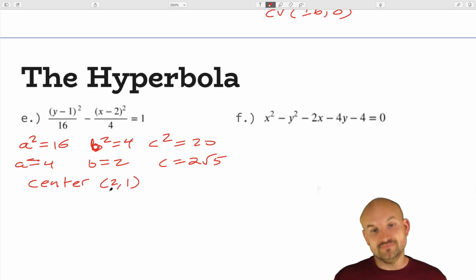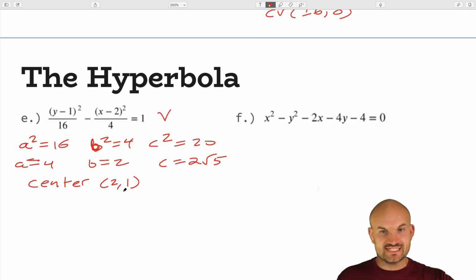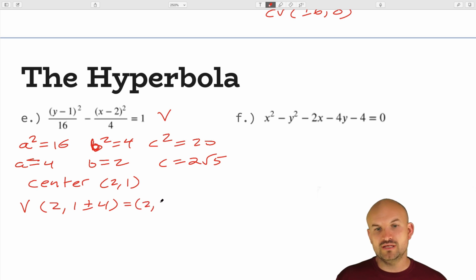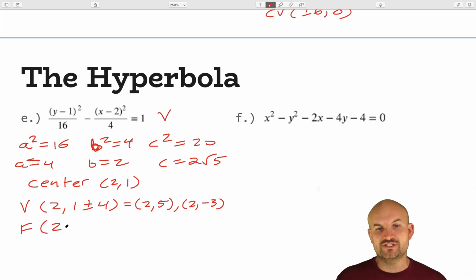All right. And again, since my a squared is under the y, it's going to be vertical. So we're going to be moving this up or down. So if I'm moving this up or down, that means my y coordinate is going to be what is changing. So for my vertices, that's going to be 2, comma 1 plus or minus 4, which equals 2, comma 1 plus 4, which is 5, as well as 1 minus 4, which would be 2, comma negative 3. For my foci, that's going to be up and down a c value. So it's going to be 2, comma 1 plus or minus 2 square root of 5.